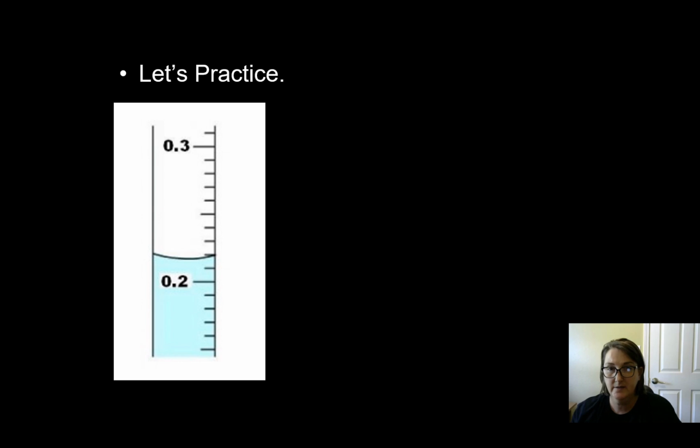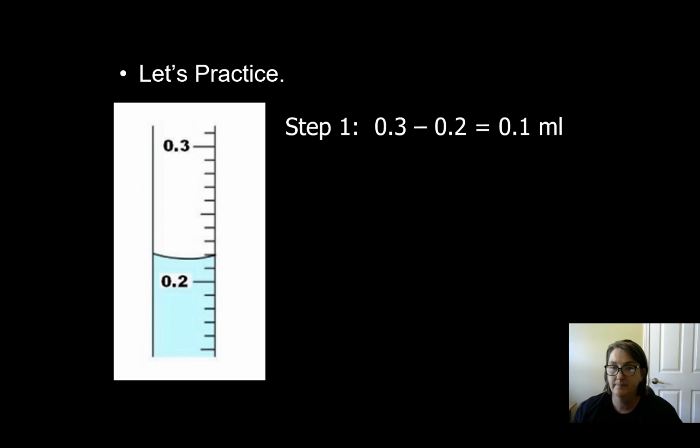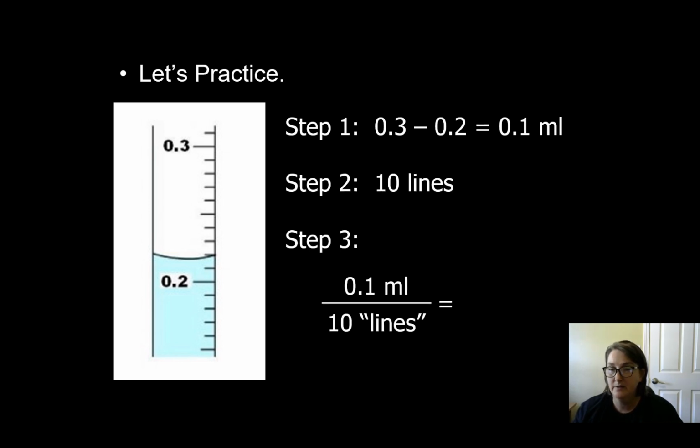Okay, so let's practice with this one. I have this graduated cylinder. I'm going to take 0.3, subtract it from 0.2. That gives me 0.1. I'm going to count my lines, and I have 10 lines. I'm going to divide those two, so 0.1 divided by 10 gives me 0.01 milliliters.